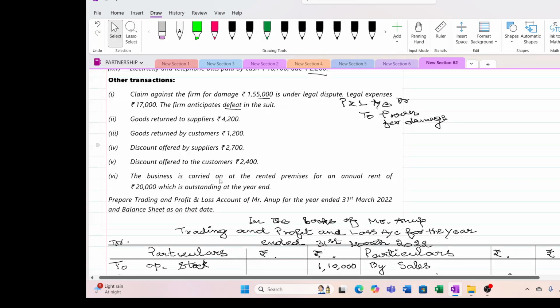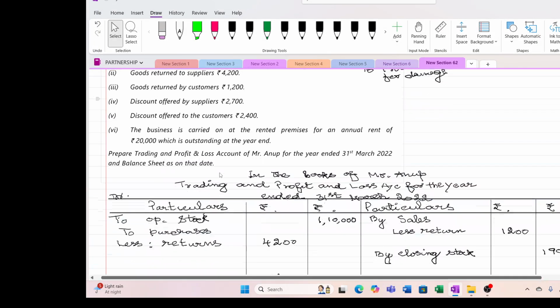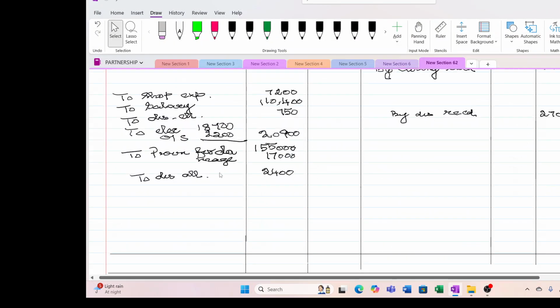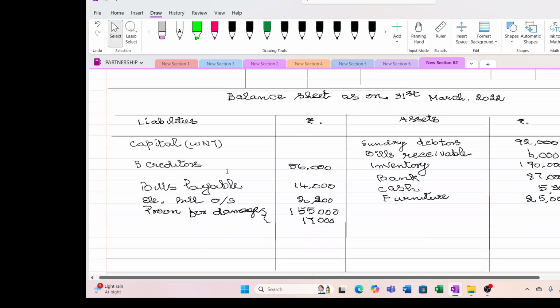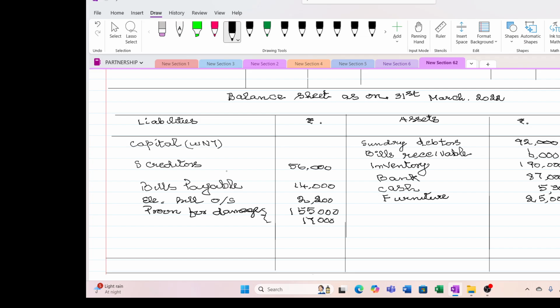Next thing, the last thing we have come to. The business has rented premises for 20,000. That will go into the P&L account, to rent account, rent outstanding, 20,000. This will go into the liability side of the balance sheet because this was not yet paid. Balance sheet, rent outstanding, 20,000. So now we have completed almost everything.